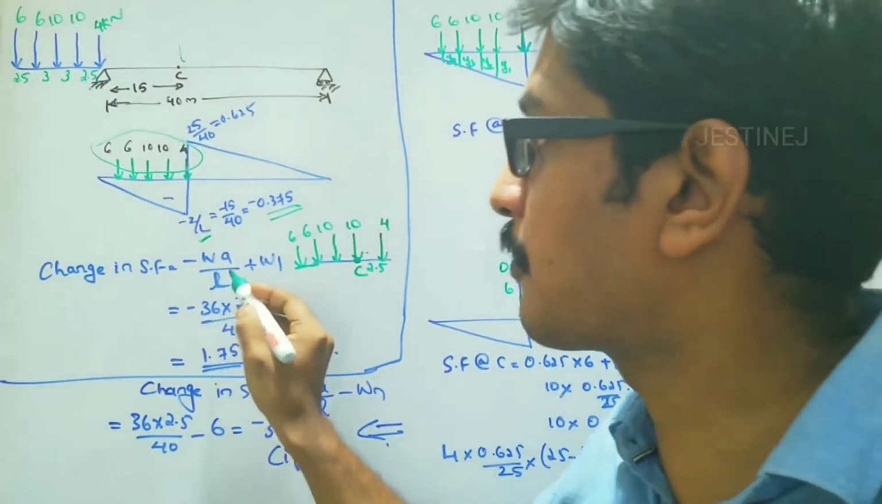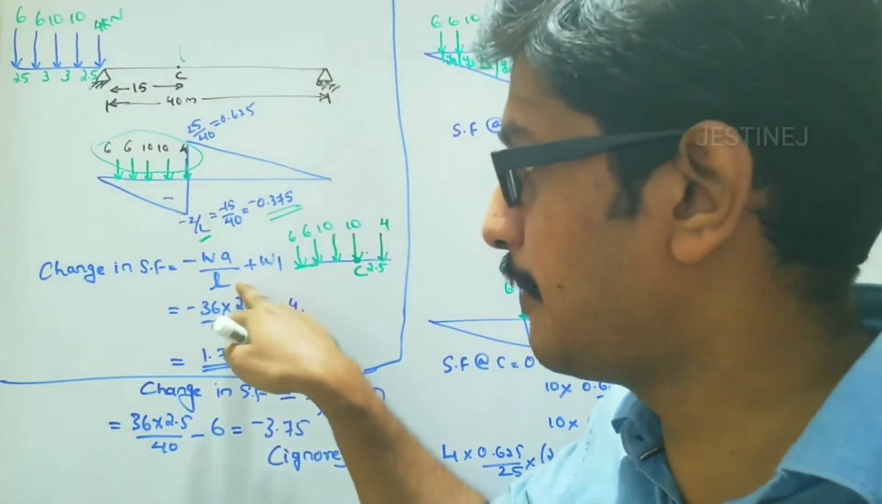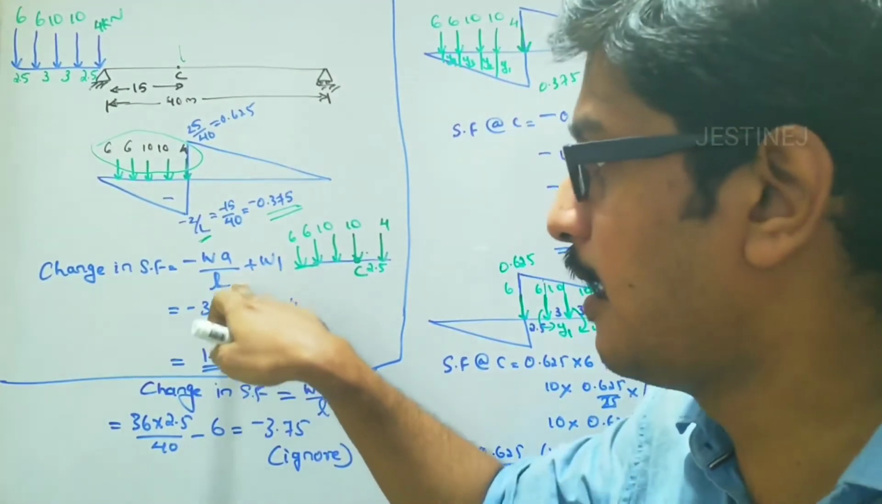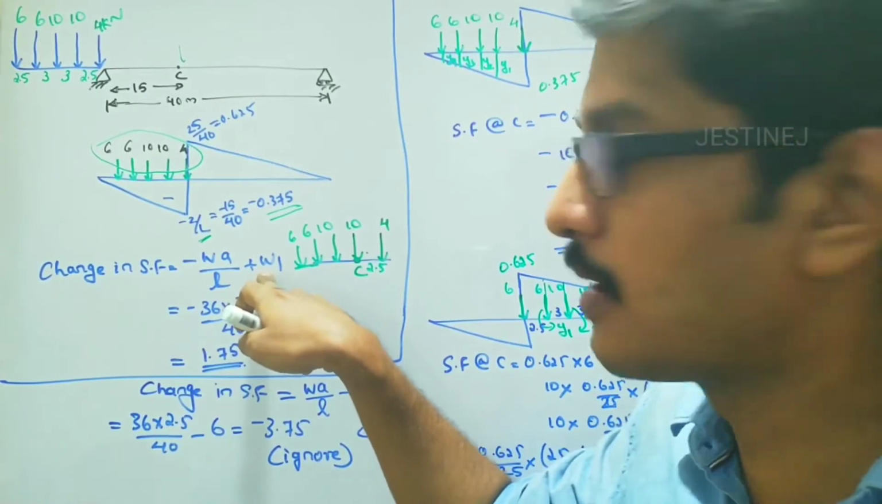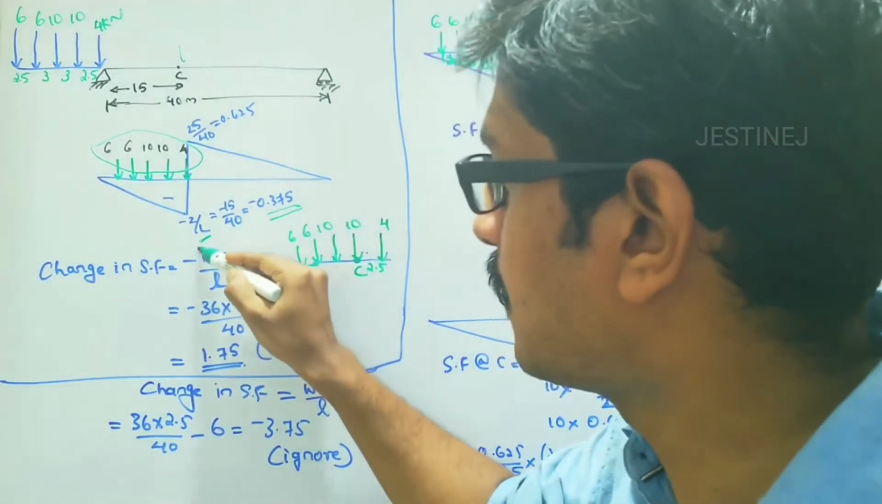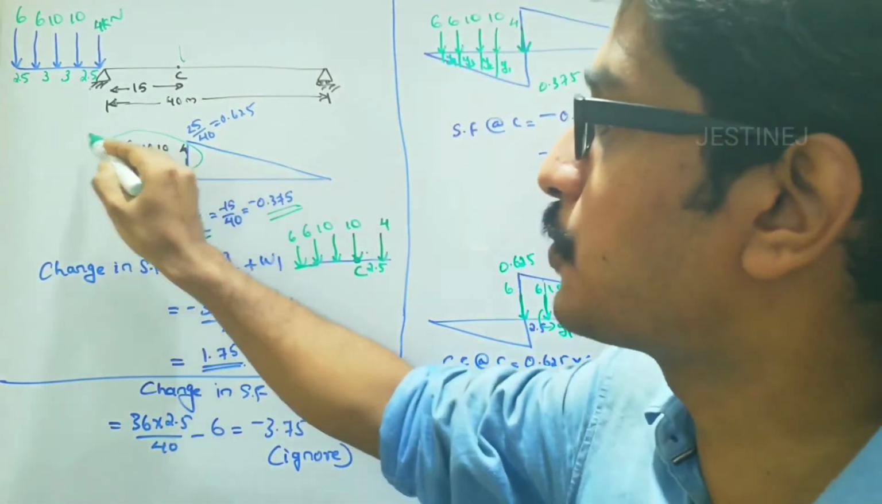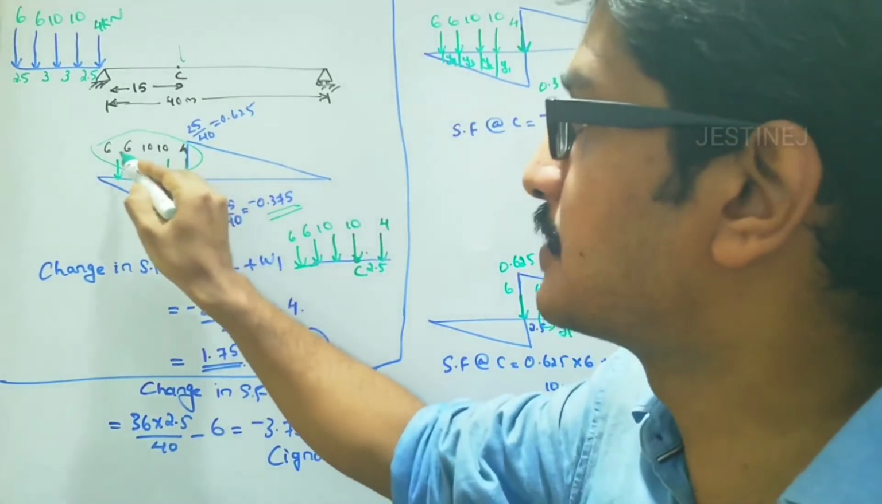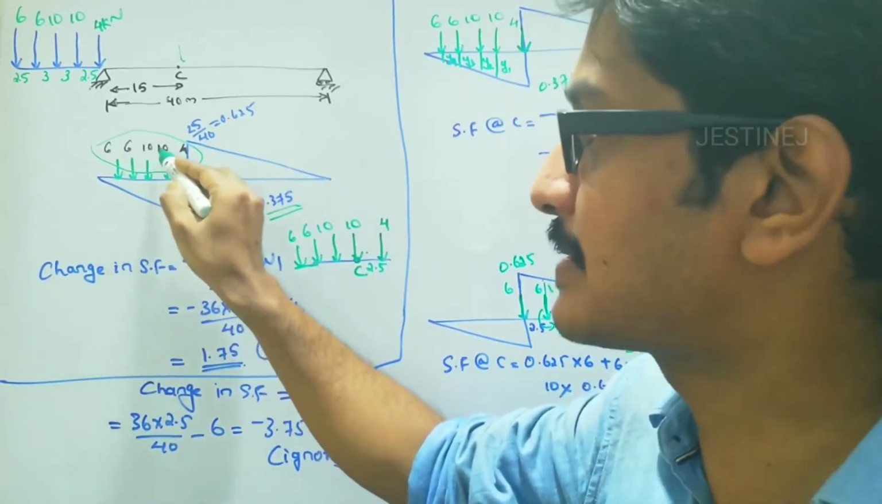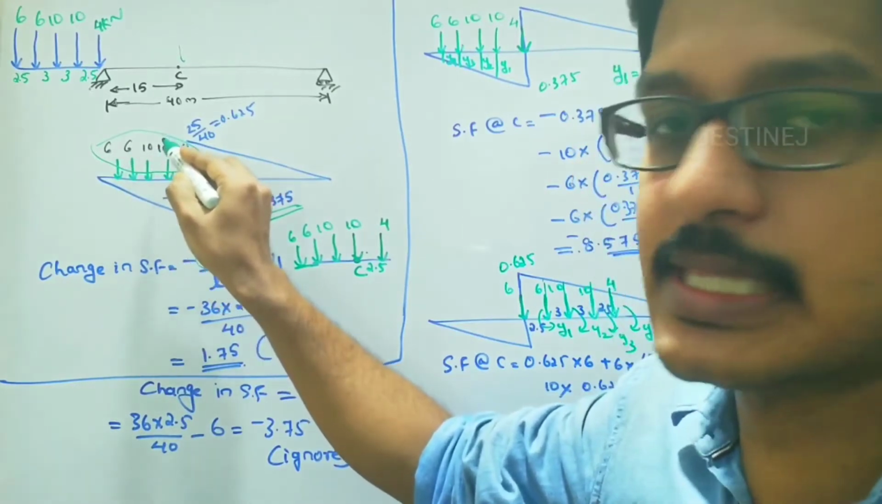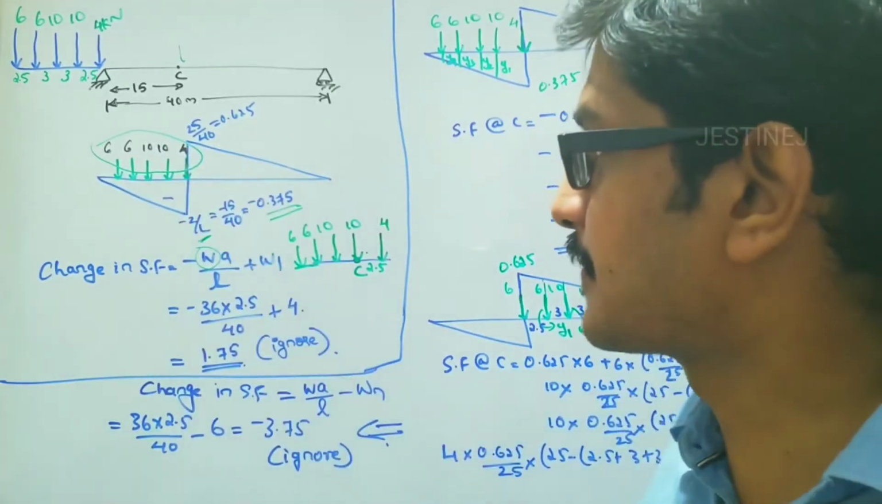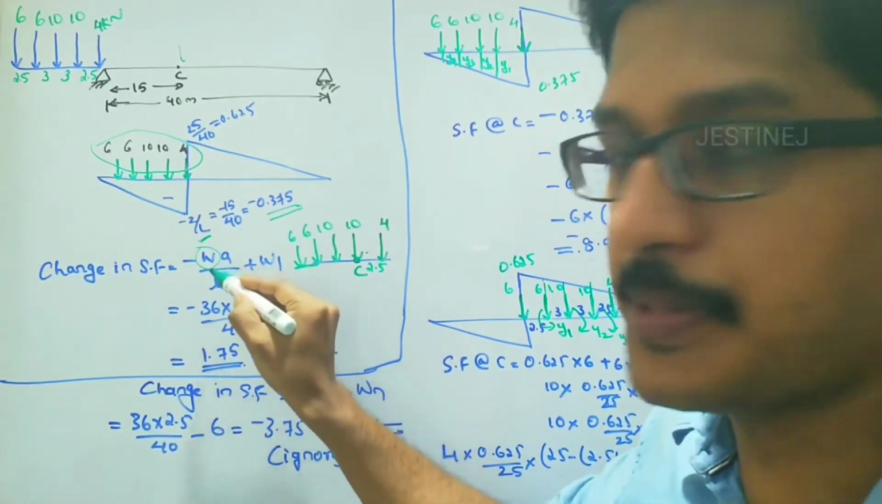For that we will apply our formula, which we already mentioned in the previous lecture: minus W a by L plus W1. What do we mean by this capital W? Capital W means you have to sum up all these loads: 6 plus 6 is 12, plus 20 is 32, plus 4 is 36. So 36 is our capital W.